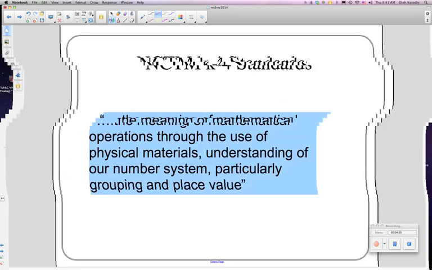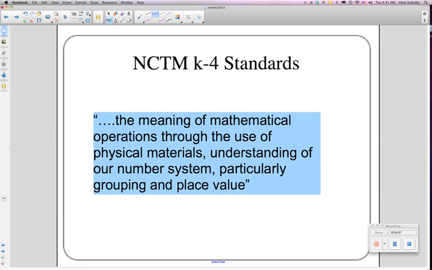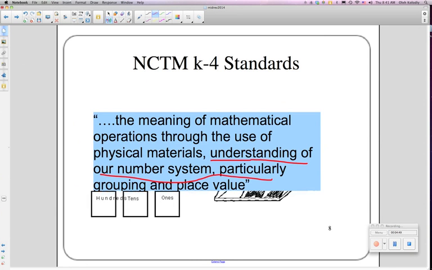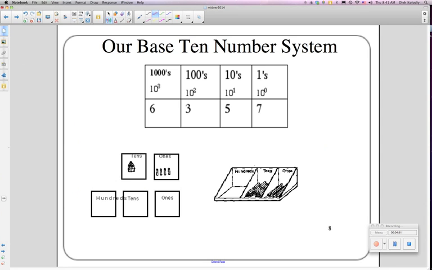So at this point, we move into teaching our place value number system. And from the National Council of Teachers of Mathematics, we see that we should be teaching in K to 4 the understanding of our number system, particularly group value and place value. What does that mean? Well, what that means is that in our number system, each digit of a number represents some value according to its place.